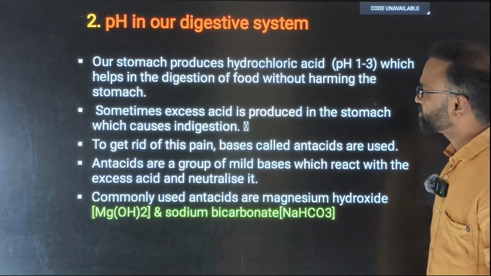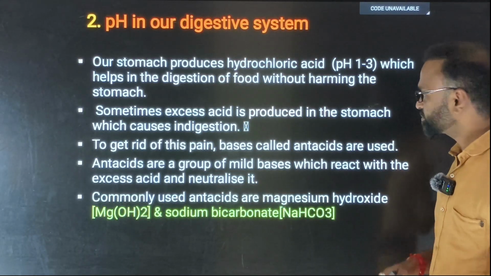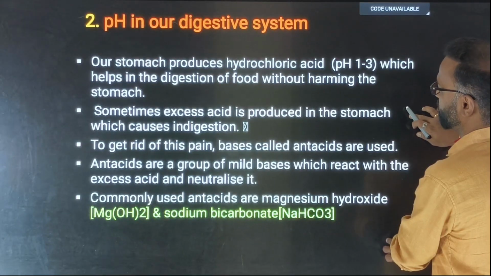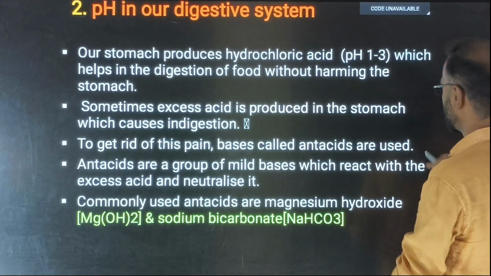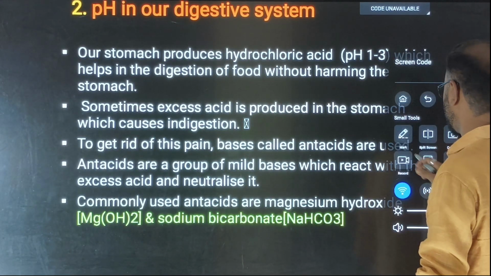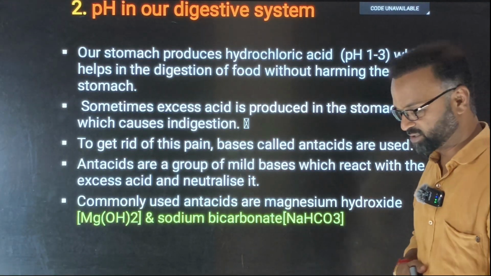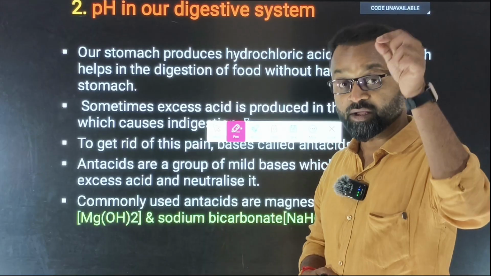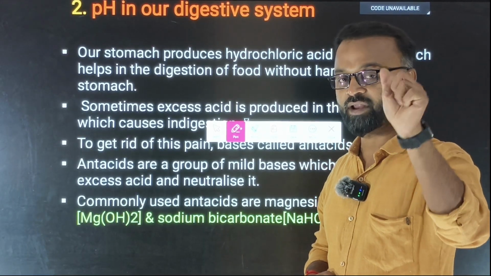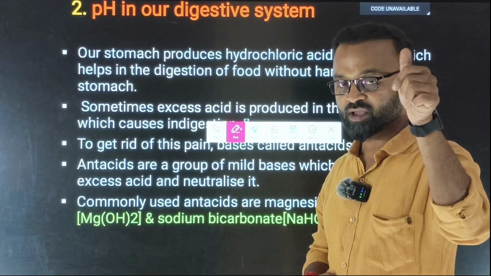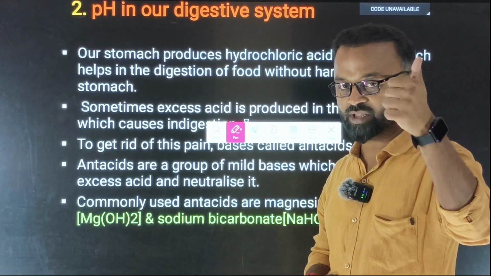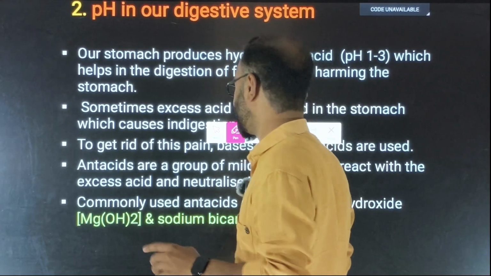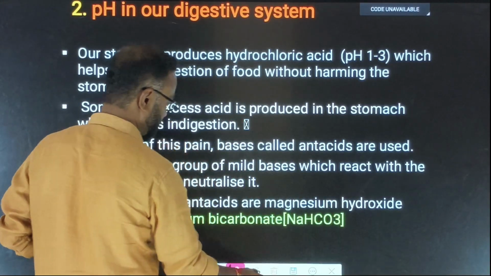Next one is what? pH in our digestive system. That means there is HCl, hydrochloric acid, inside our stomach, which is released by which gland? Gastric gland. A gastric gland will secrete HCl, mucus and pepsin enzyme. HCl will make the food acidic, so that the pepsin enzyme can break down the proteins into amino acids. We all know that. That's the reason HCl is released inside our stomach.